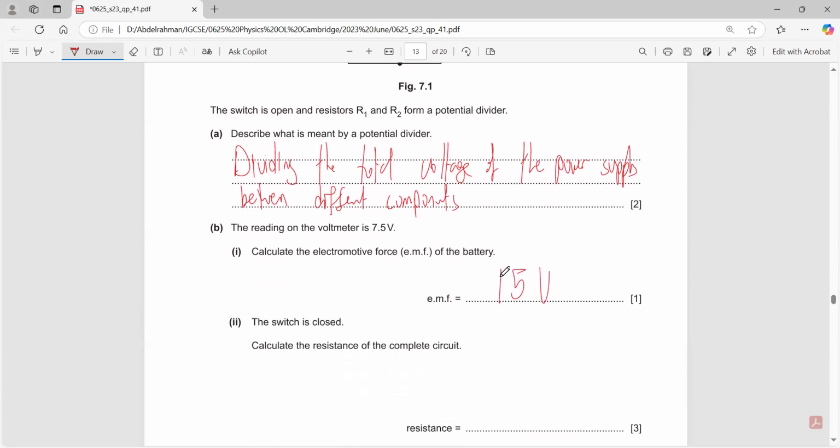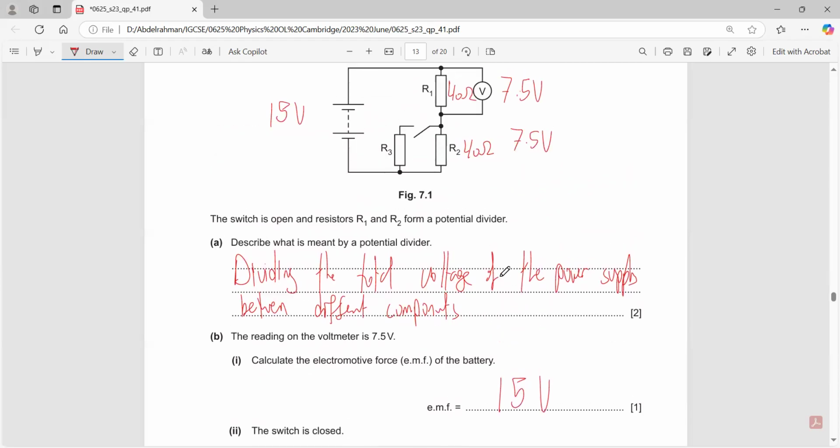The switch is now closed. Can I find the total resistance of this circuit? Yes, I can. This resistor is 40 ohms, and you have two resistors in parallel. They're both equal, so the total resistance of them would be 20. As a rule of thumb, if you have two equal resistors in parallel, then the total resistance would be half of one of them. Total resistance would be 20.